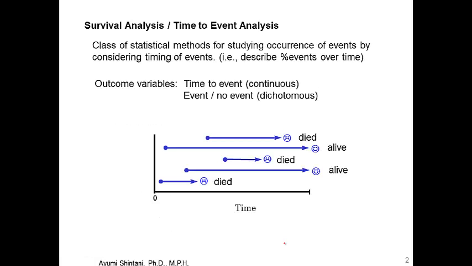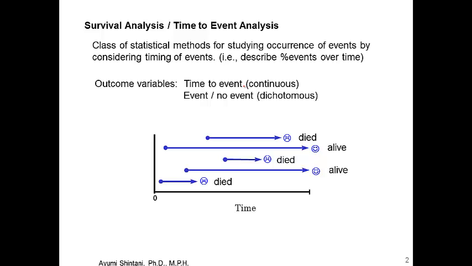Survival analysis is also called time-to-event analysis. Survival analysis is a method often used in a cohort study where you observe not only whether a patient died or not, but also when they died. Therefore, the outcome variables involved in survival analysis are a binary event or no event, and then the time from study enrollment to the point when the event occurs, which is a continuous variable. So you need to have these 2 variables.